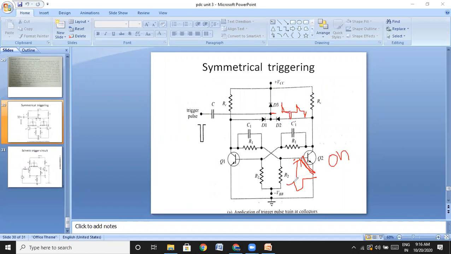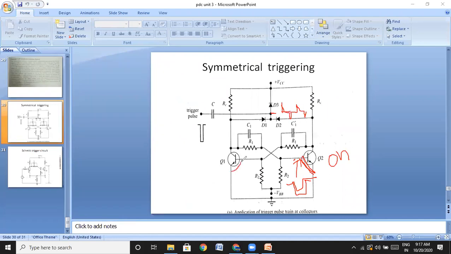Therefore, if we apply a small negative pulse of, say, minus 0.2 or minus 0.3 volts, it adds to the plus 0.6. The resultant voltage will go down to 0.3, which is less than the cut-in voltage. Therefore this transistor moves to the off state.